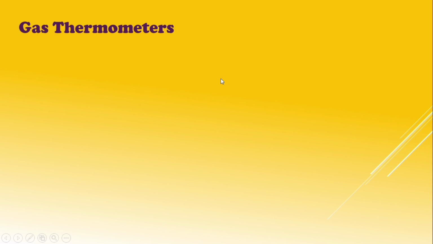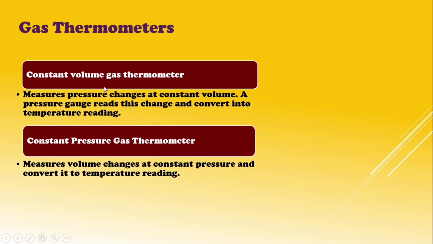Gas thermometers. There are two types of gas thermometers: constant volume gas thermometer and constant pressure gas thermometer. The constant volume gas thermometer measures pressure changes at constant volume. A pressure gauge reads this change and converts it into a temperature reading. The constant pressure gas thermometer measures volume changes at constant pressure and converts it to a temperature reading.